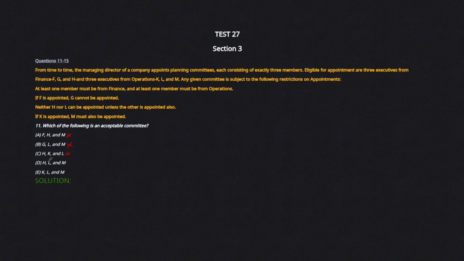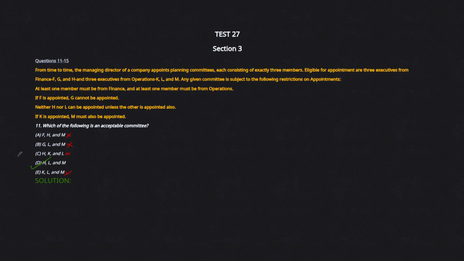H and L together, one from finance, one from operations, and M is there. And then the last one, KLM. We can already tell that neither H nor L can be appointed unless the other is also appointed. We have L here, but no H. So for not having an H, this one is cut off. So the only rightful answer is D.